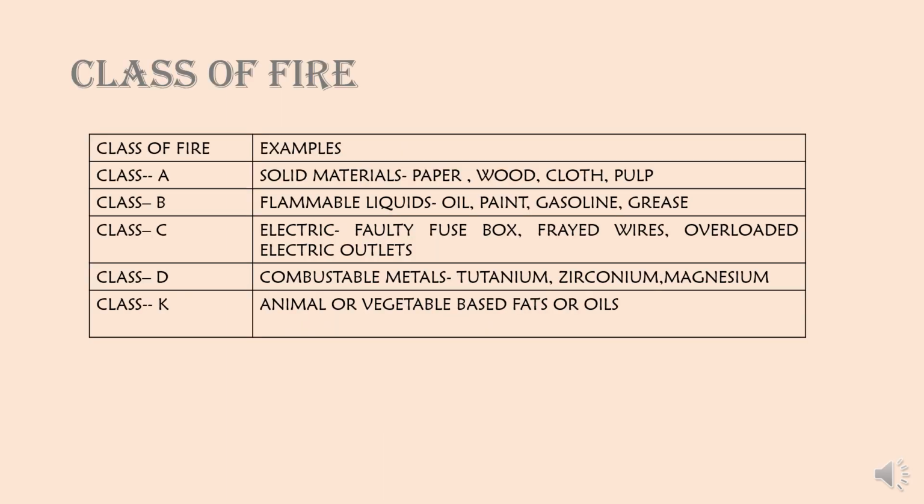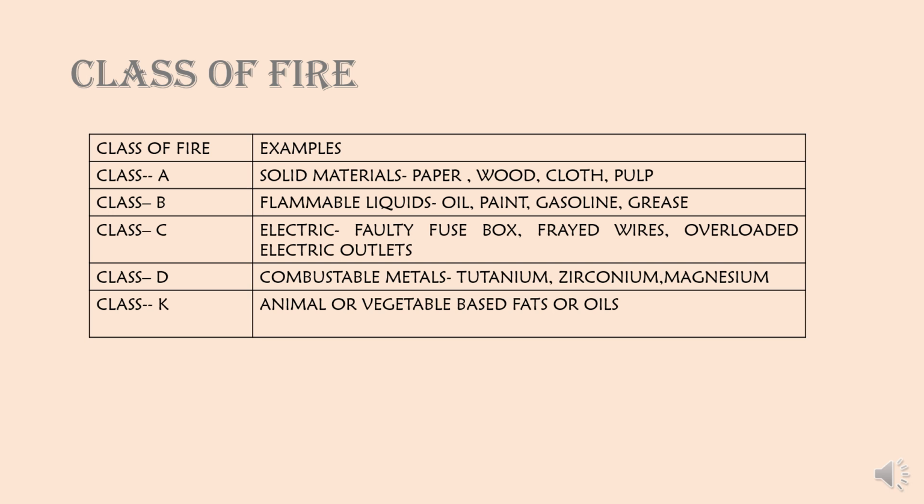There are the classes of fire. Fire is mainly divided into 5 classes, that are class A, class B, class C, class D, and class K. Class A involves any material that has burning ember or leaves an ash, which includes all solid materials like paper, wood, cloth, pulp, etc.